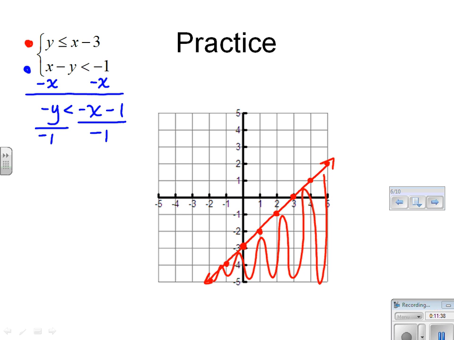Okay, if you have gotten through to this part, make sure that when you converted this equation into slope-intercept form, you notice that this is a negative y. Because this is a negative y, we have to divide by negative 1 on both sides. When you divide by a negative, you have to remember to flip your sign. So your second inequality should come out to y is greater than x plus 1.